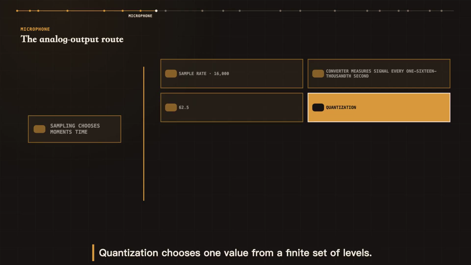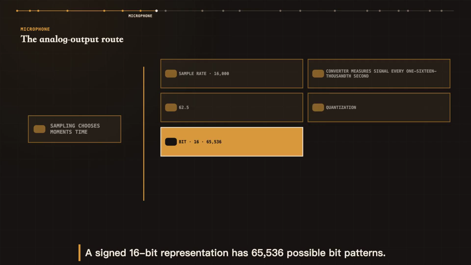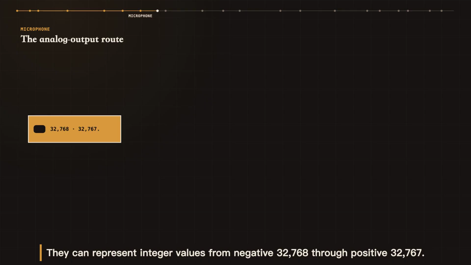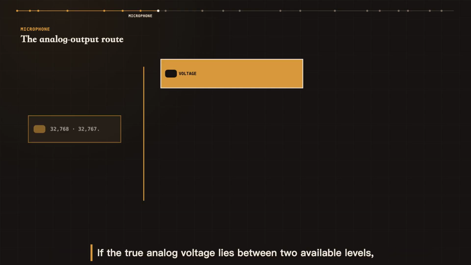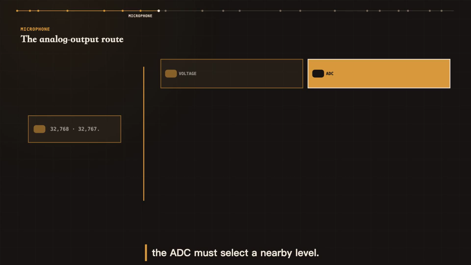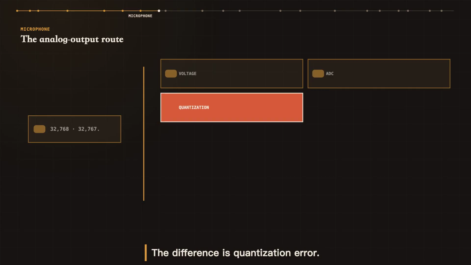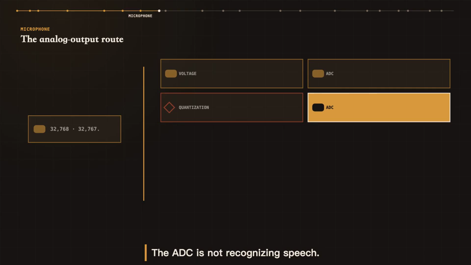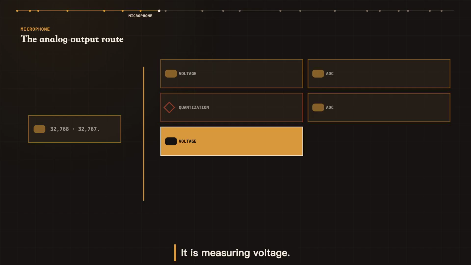Quantization chooses one value from a finite set of levels. A signed 16-bit representation has 65,536 possible bit patterns. They can represent integer values from negative 32,768 through positive 32,767. If the true analog voltage lies between two available levels, the ADC must select a nearby level. The difference is quantization error. The ADC is not recognizing speech. It is measuring voltage.